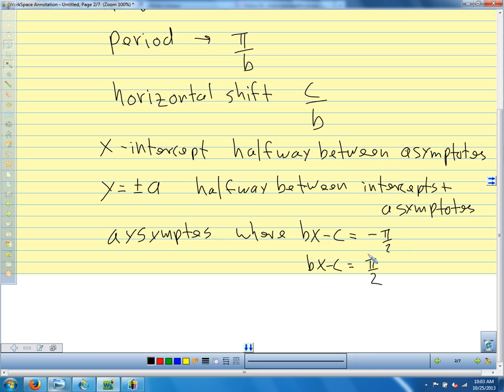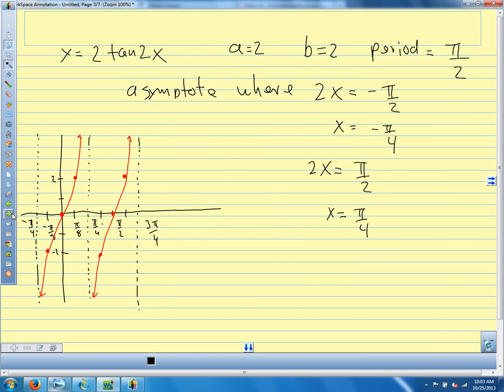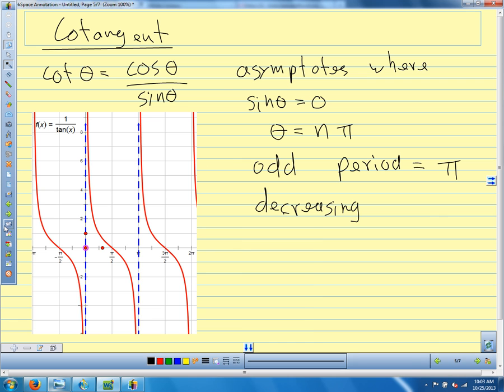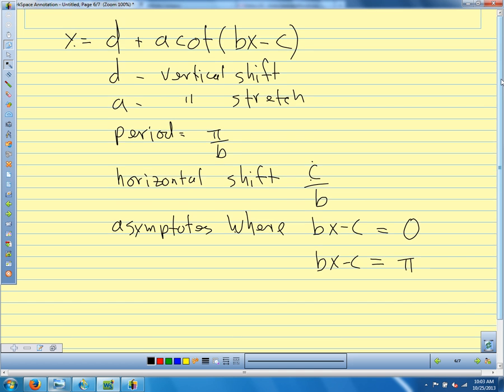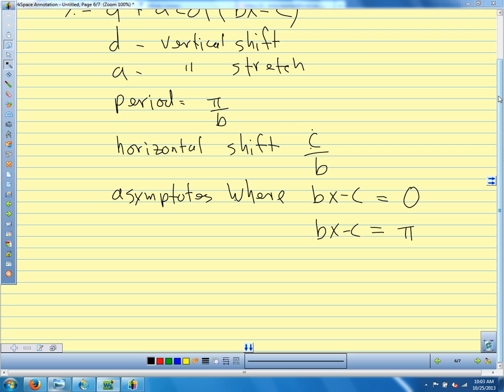So we find two successive asymptotes where bx minus c equals minus pi over 2 and bx minus c equals positive pi over 2. So we're just finding our shifted asymptotes. And for cotangent, it is where bx minus c equals 0 and pi. So we're shifting over by pi over 2 units. Our x-intercepts are still halfway between the asymptotes, and halfway between the intercept and the asymptote, y is still plus or minus a. But we know our function is decreasing. So all of those things are the same.